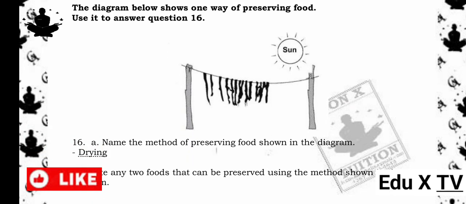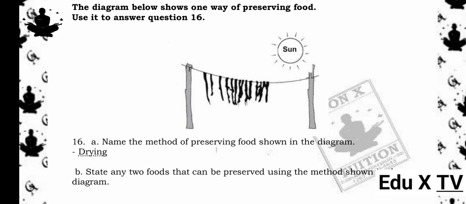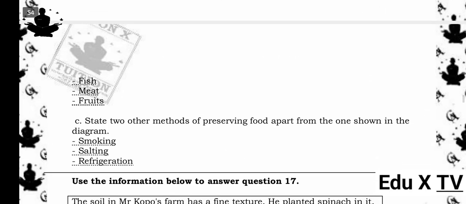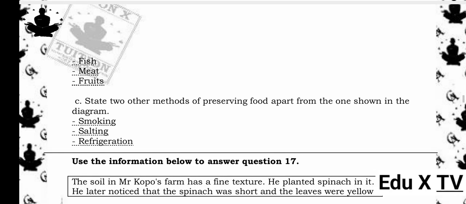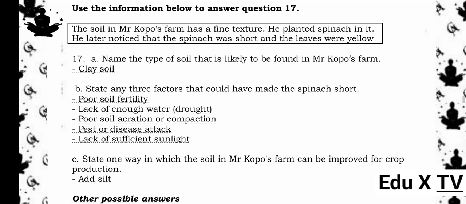The diagram below shows one way of preserving food. Use it to answer question 16. 16. A. Name the method of preserving food shown in the diagram. Drying. B. State any 2 foods that can be preserved using the method shown in the diagram. Fish, meat, fruits. C. State 2 other methods of preserving food apart from the one shown in the diagram. Smoking, salting, refrigeration.